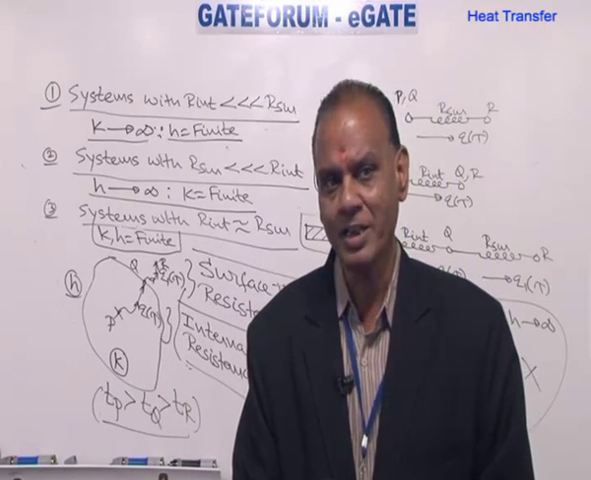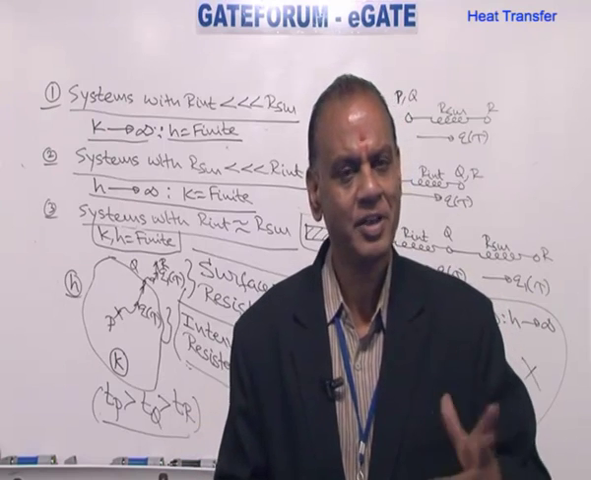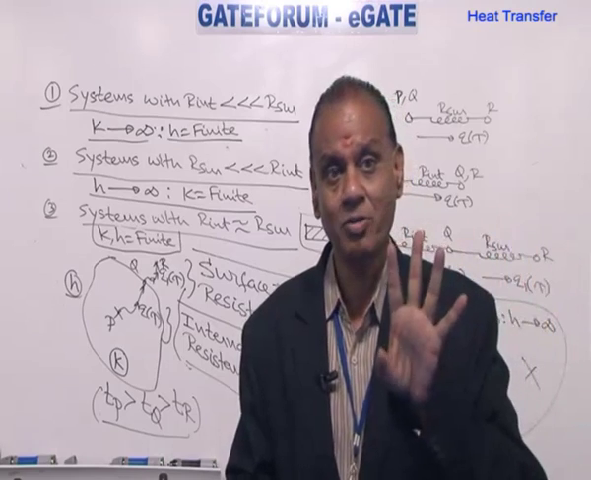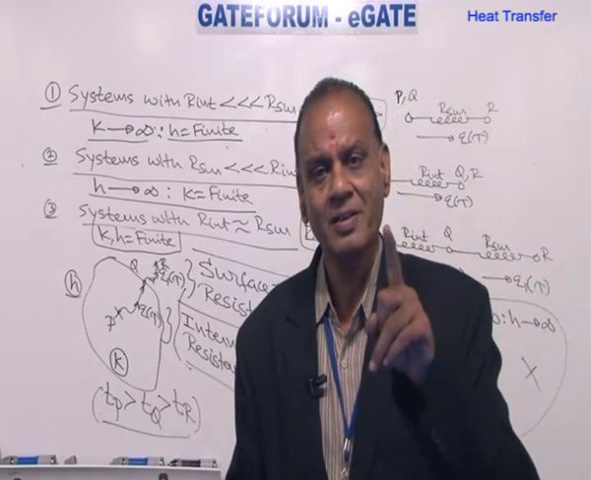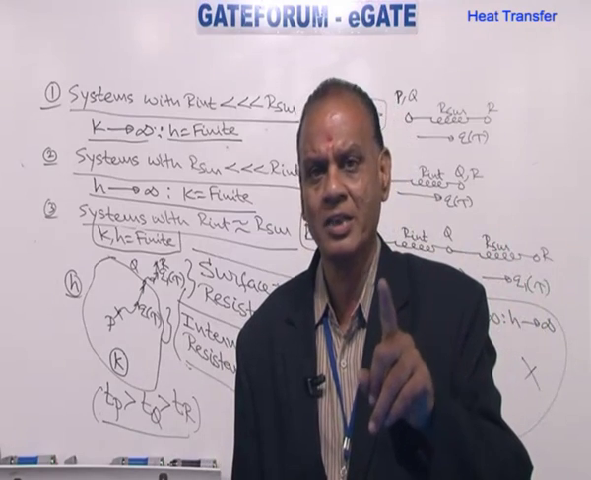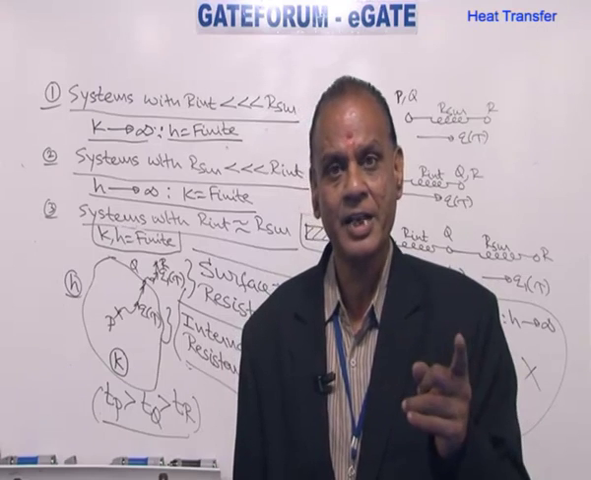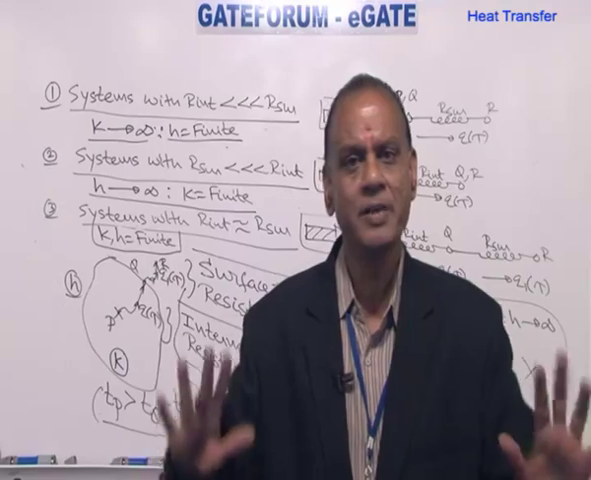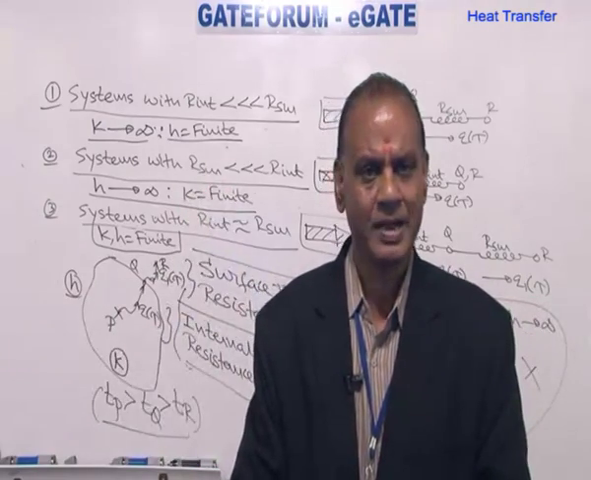Now let us look at the same systems physically by way of graphs. We get something very interesting. First, we are trying to do different ways of classification. First is based on relative magnitudes of R internal and R surface. Second is based on relative magnitudes of K and H. Third is electrical. Fourth is physical. And when you combine them, you get a very good idea of these non-periodic unsteady systems.